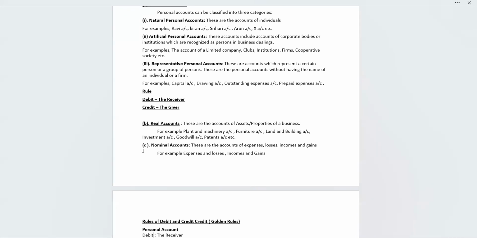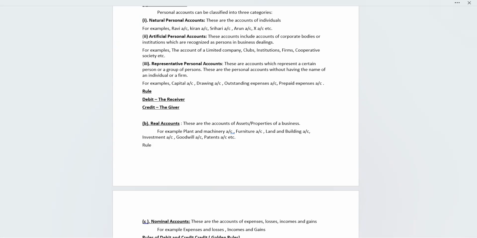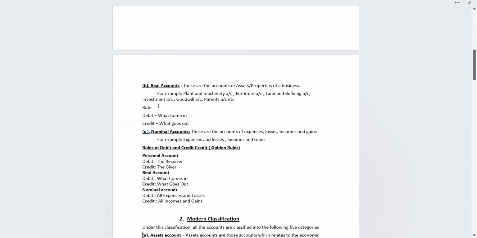Real account only. So real account says debit what comes in, credit what goes out. That is the rule. Debit what comes in, credit what goes out. So which rule? Real account rule. Real account is related to assets. Debit what comes in, credit what goes out.